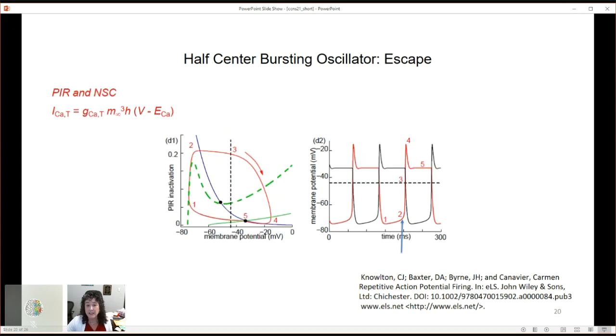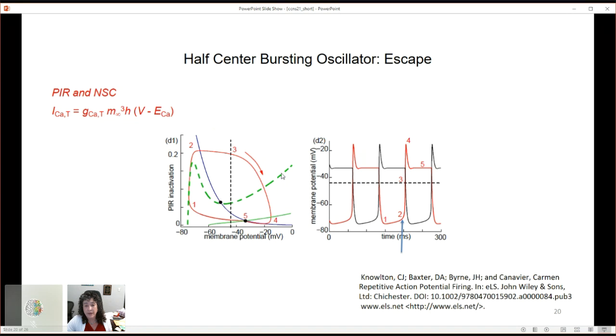And the other mechanism requires not only post-inhibitory rebound, but also a negative slope conductance region. This is the T channel. Now the H is going to be the inactivation of a T channel. So this T channel current is activated by depolarization, which causes a negative slope conductance region in the inhibited nullcline.